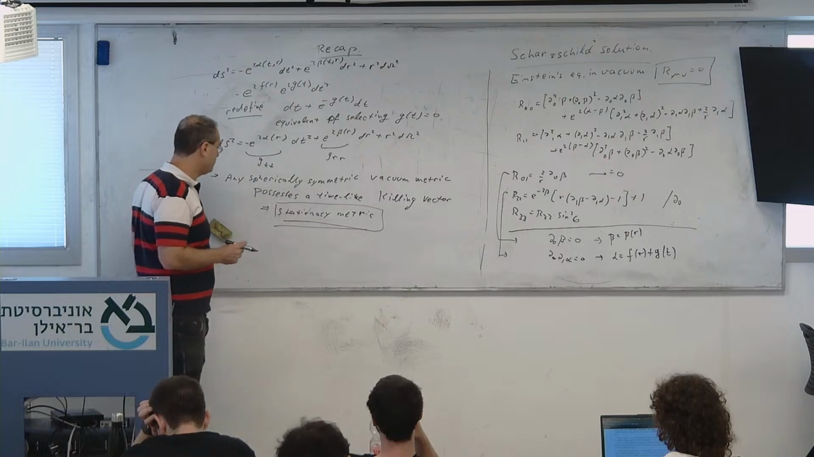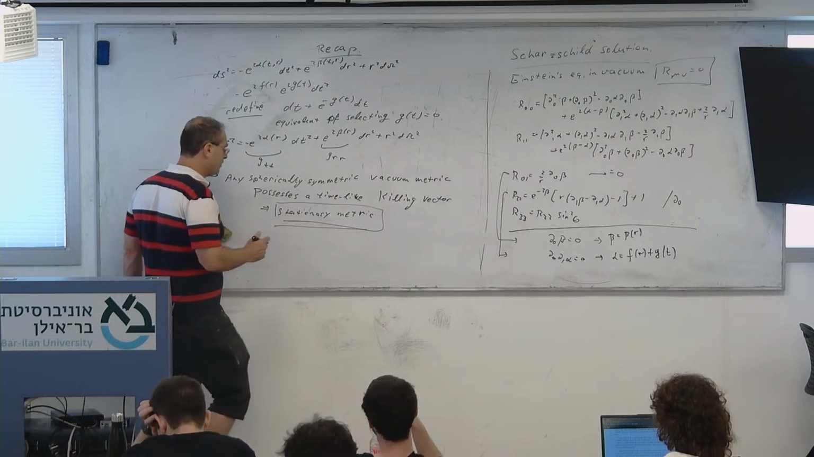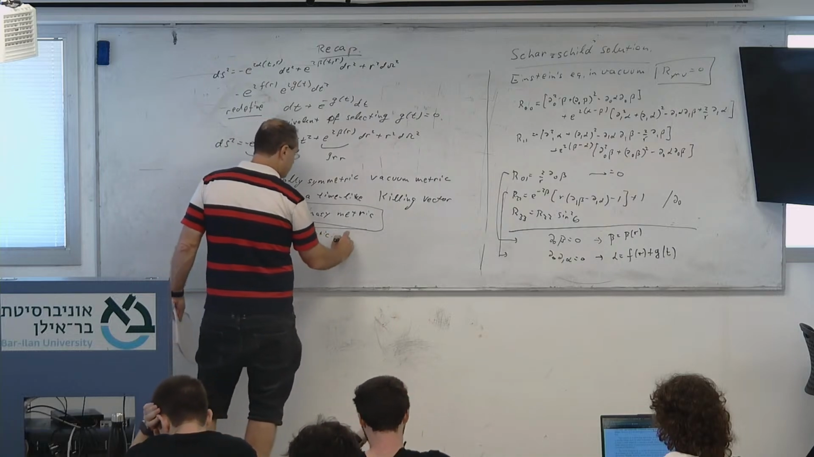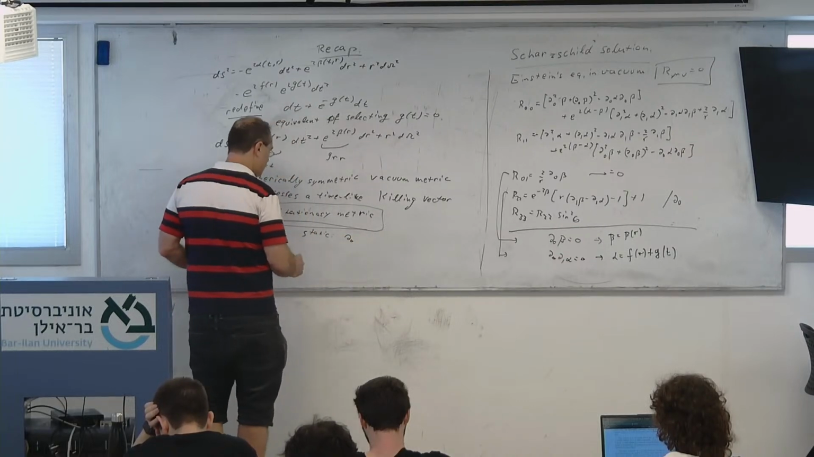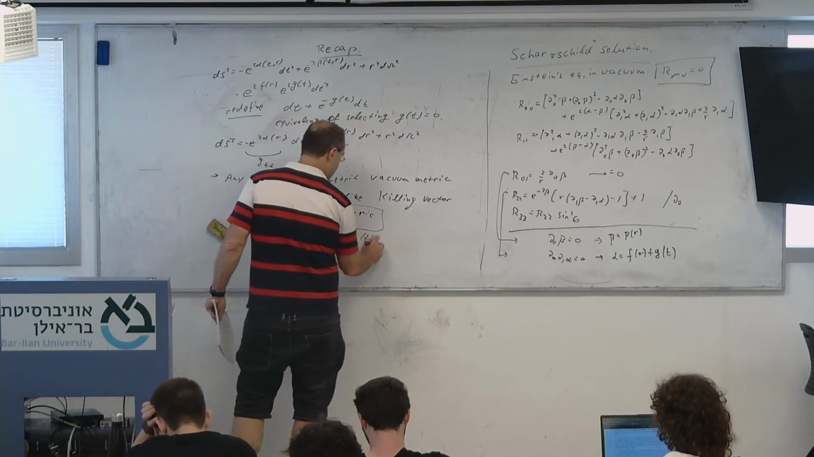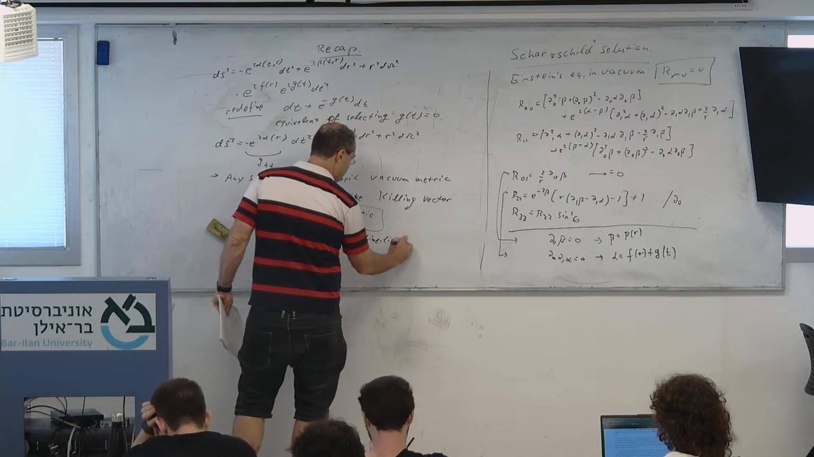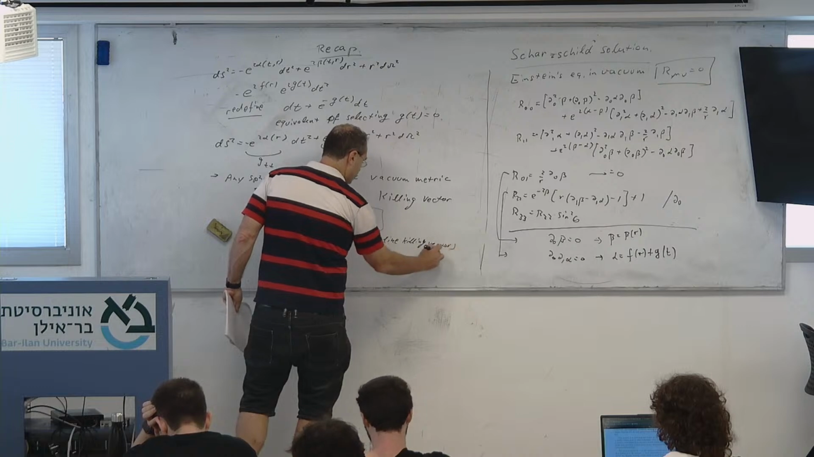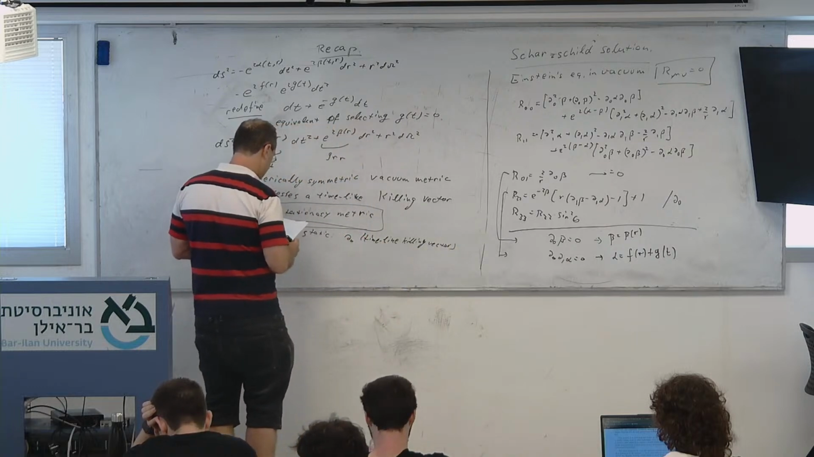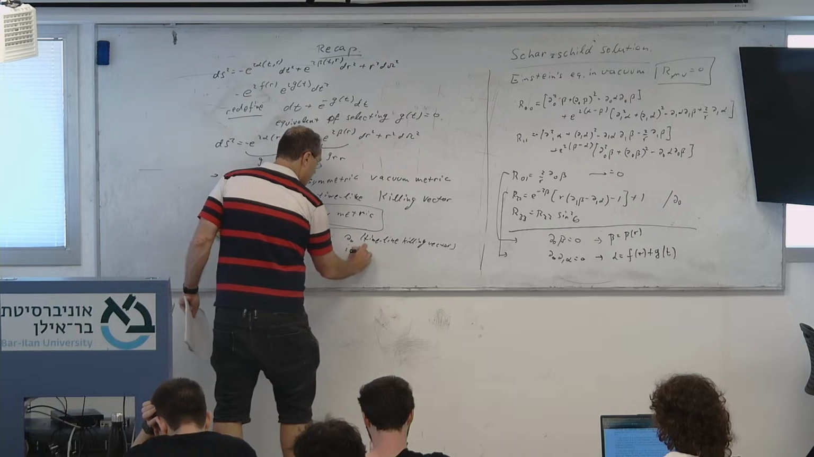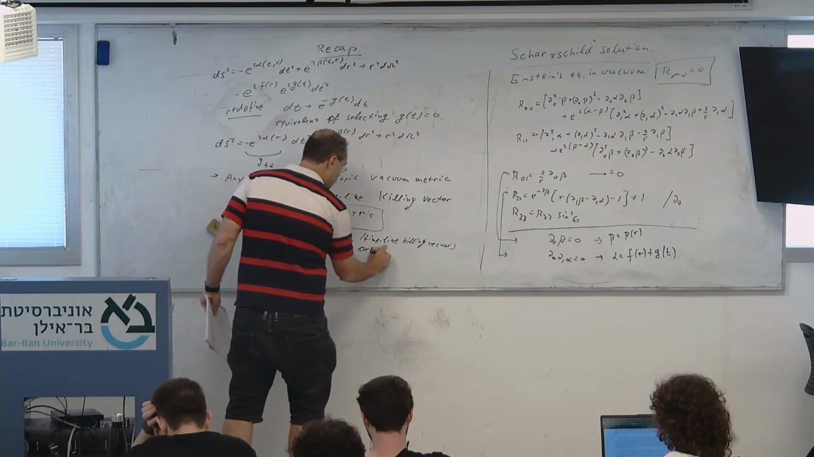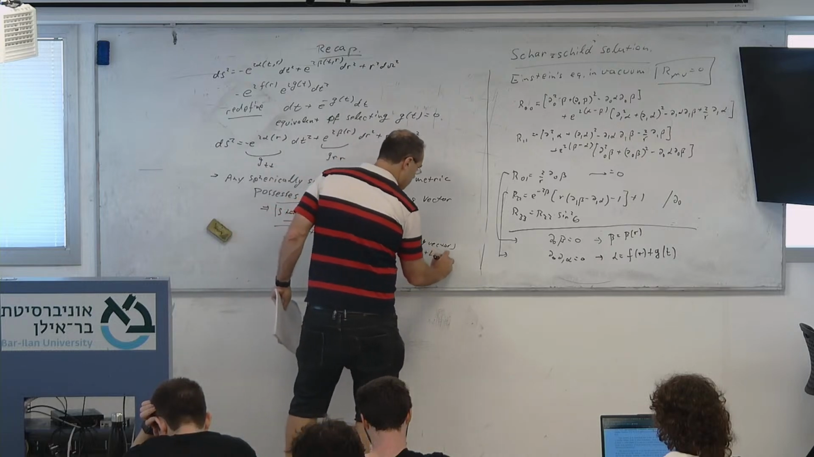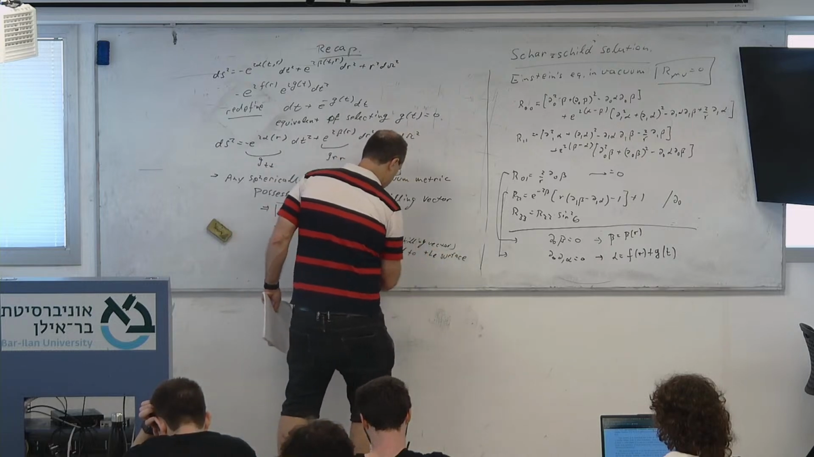And so static means that the time-like Killing vector, d0, is orthogonal to the surface t equal to constant.